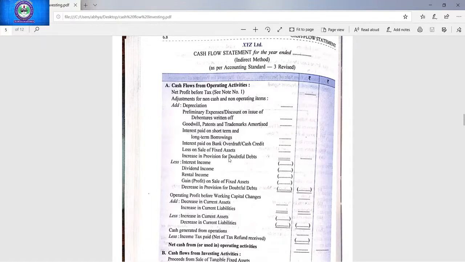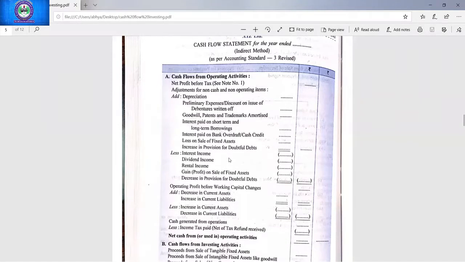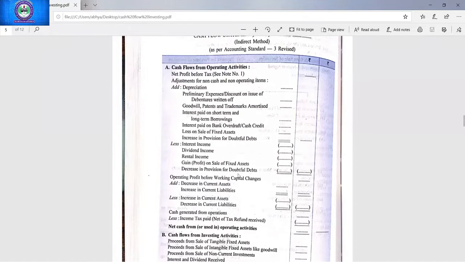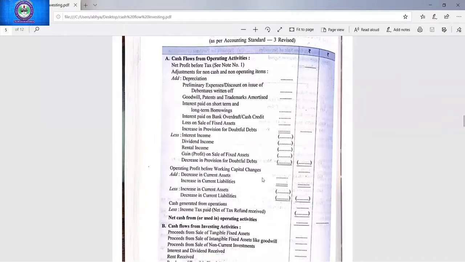increase in provision for doubtful debts. I'm showing you this statement so that you are able to know how you have to attempt the question. In this manner, in this format, you have to attempt the question. So less interest income, dividend income, rental income means rent received, gain on sale of fixed asset and decrease in provision for doubtful debts. Step 2 ended here. Then the answer of step 2 is known as operating profit before working capital changes. Now step 3 we will start.